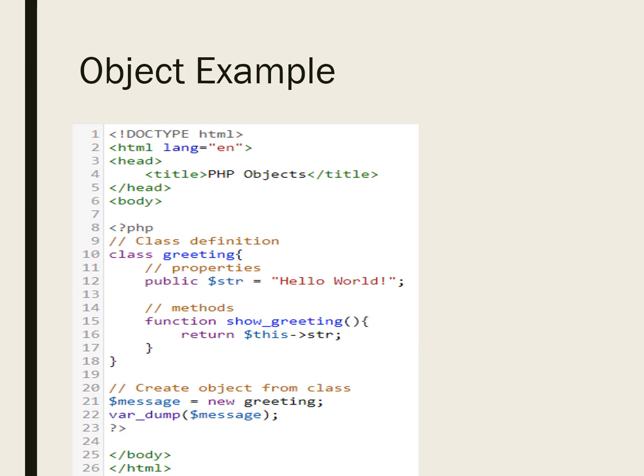First of all, we have a class definition, a class named greeting, and then there are different properties of that class. The public string is declaring a hello world message, and there are some methods of that particular string. The function showGreeting is created, then it will be returning some string value, and then create the objects from that class. Message new greeting, and then var_dump is simply declaring it.